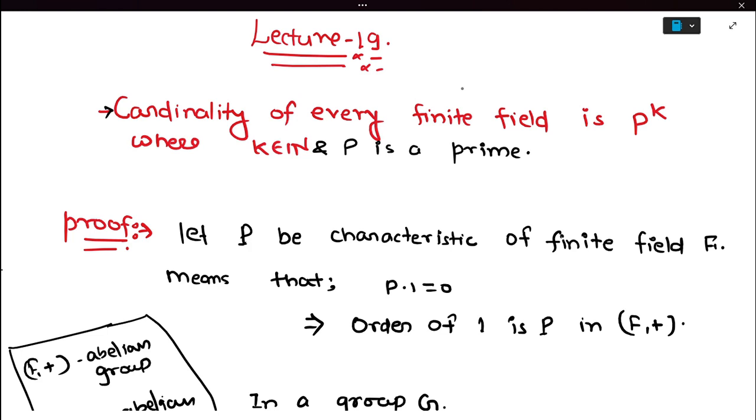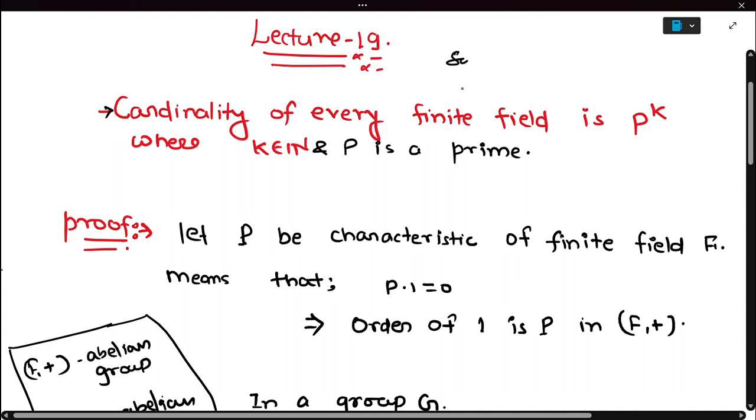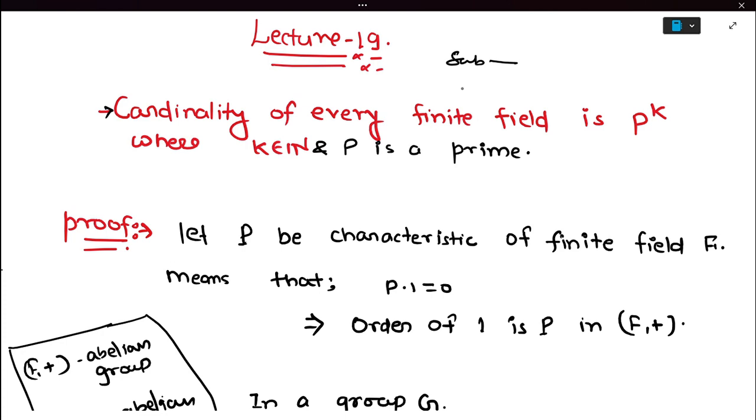Now we will learn in this series how to find the number of subspaces of a vector space, and how to find the number of linearly independent sets of a vector space. We will try to learn these concepts, in which we will find that the cardinality of every finite field is p to the power k, where k belongs to the natural numbers and p is a prime.